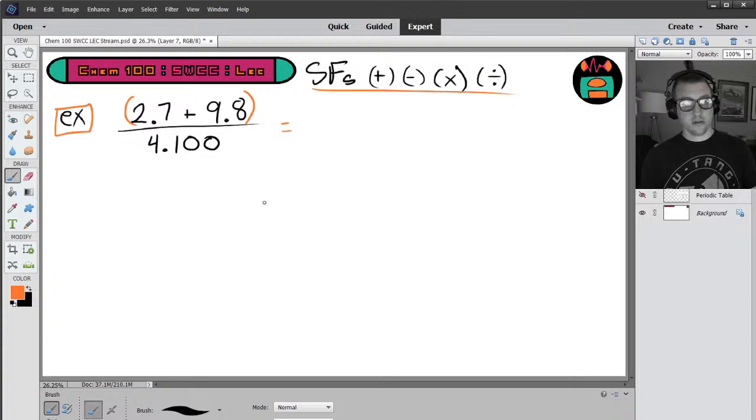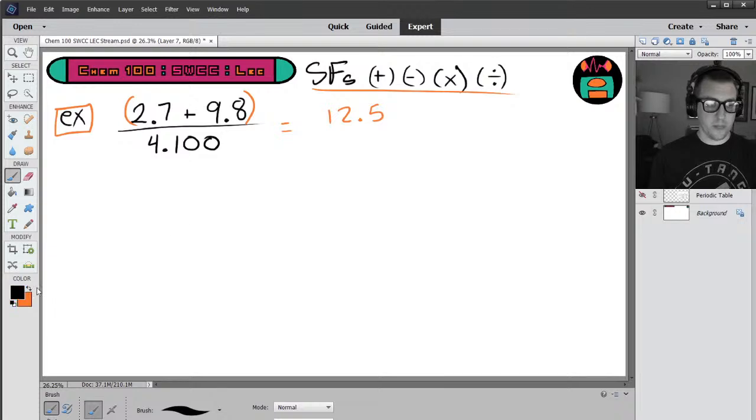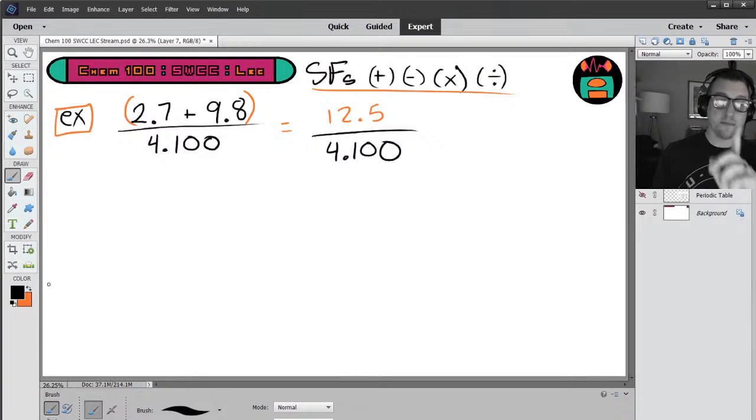So taking that numerator, we have 2.7 plus 9.8. All right, so let's add these together. 2.7 plus 9.8. The value for my numerator is 12.5, all over 4.100. All right, now we just did addition, right? So that's a different rule than what we've been using so far today because we've been doing multiplication and division.